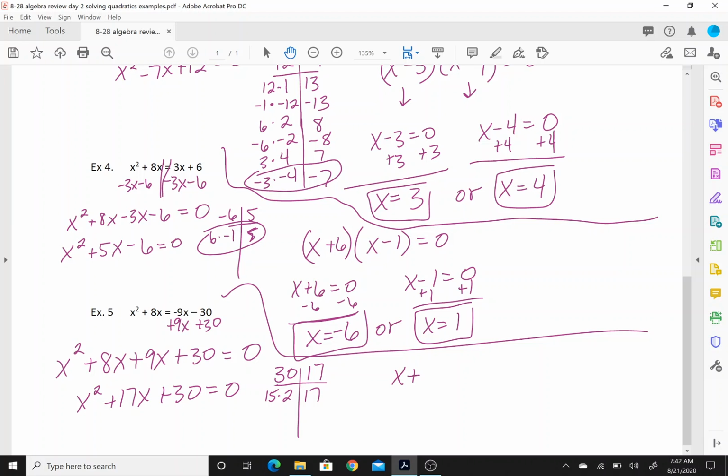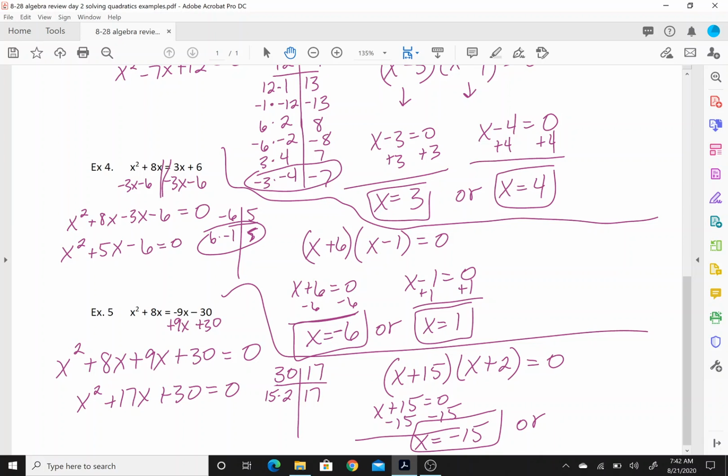So I'm going to have x plus 15 and x plus 2 equals 0. Okay, x plus 15, subtract 15 from both sides. So x could be equal to negative 15, or we have x plus 2 equal to 0. So take away 2 from both sides. x could be equal to negative 2.